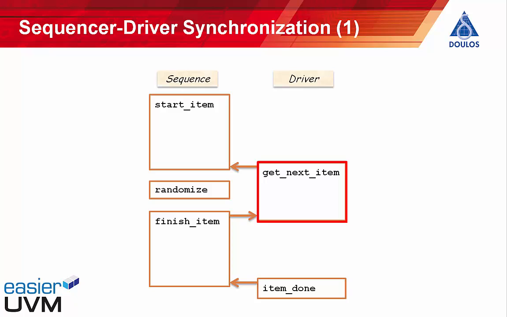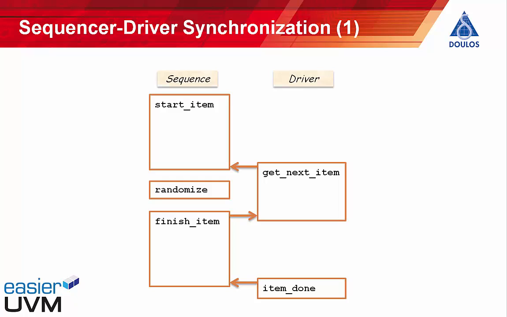So in quick succession, the sequence returns from start item, calls randomize, and then calls finish item, and it's the call to finish item that releases the transaction to the driver. So when finish item is called, the call to getNextItem on the driver's side returns, and it's then the driver's turn to process that transaction by doing whatever it needs to do, such as wiggling pins on the interface. Finish item is blocked during that time until the driver announces to the sequence that it's finished by calling itemDone. So the driver finishes things off by calling itemDone, and at that point the sequence returns from the blocking method finishItem.